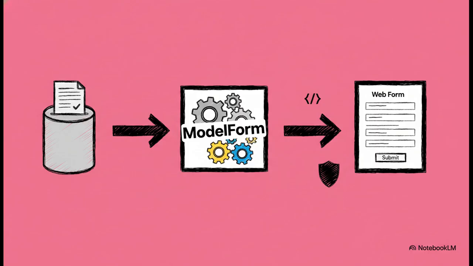Look at that. Instead of defining every single field all over again, you just point the form to your model. It looks at the model's structure and automatically generates all the fields, all the labels, and even the basic validation rules. It's less code, which means fewer bugs, and a single source of truth for your data structure.